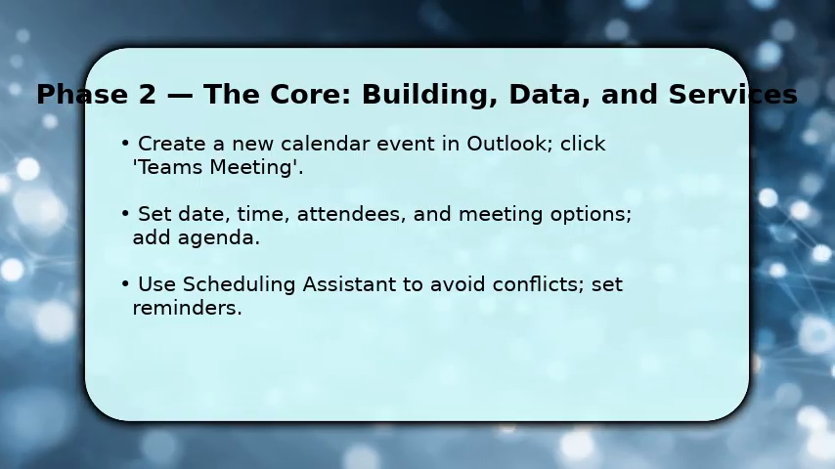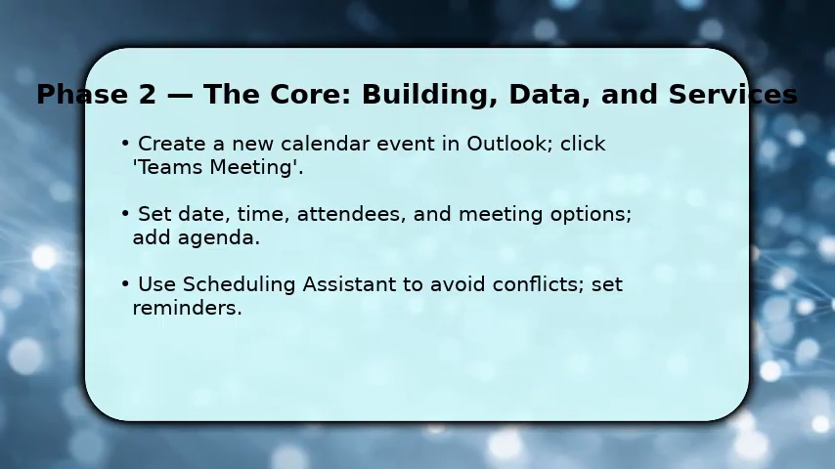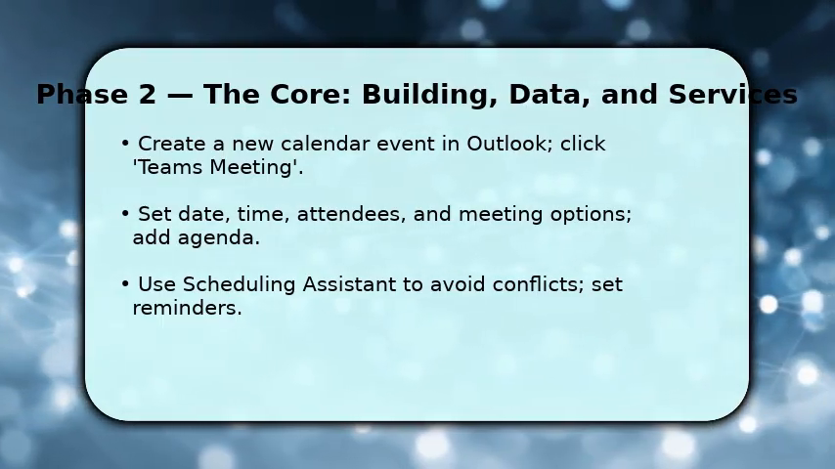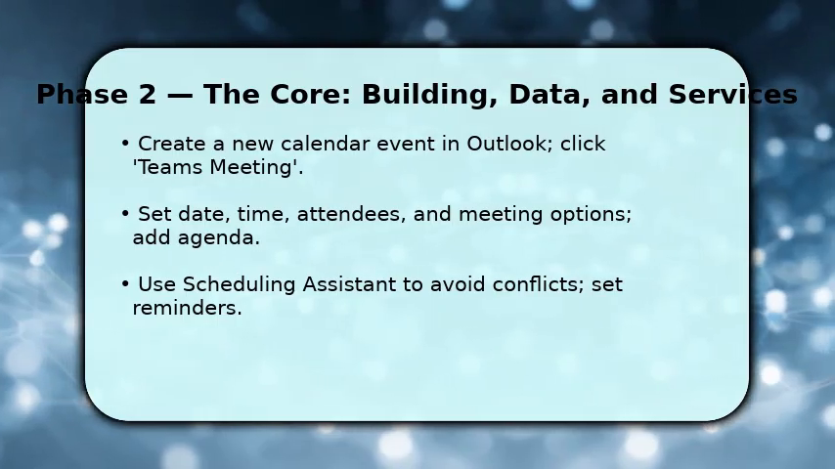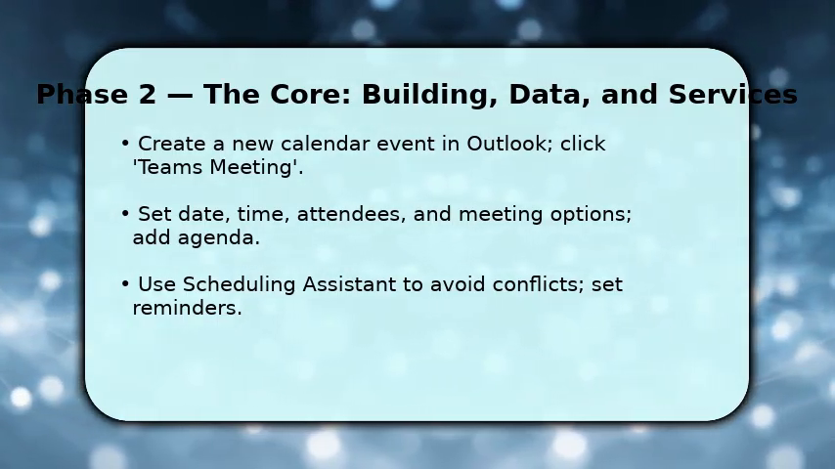Use the scheduling assistant to check overlaps and pick the best slot. Make sure the meeting options, like mute on entry or lobby settings, match your needs. Once invites are sent, Teams and Outlook will show the meeting. This dual visibility reduces missed invites and confusion.